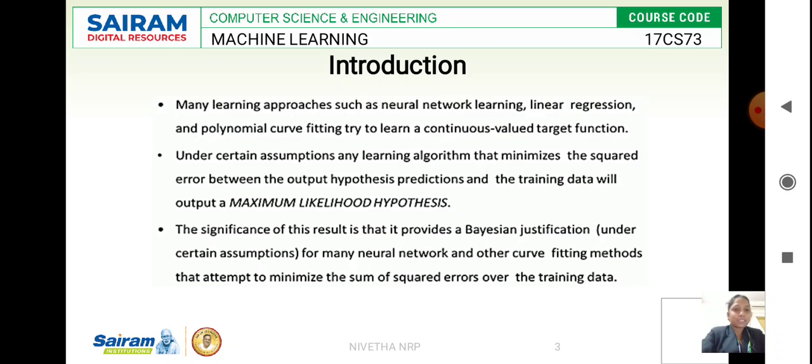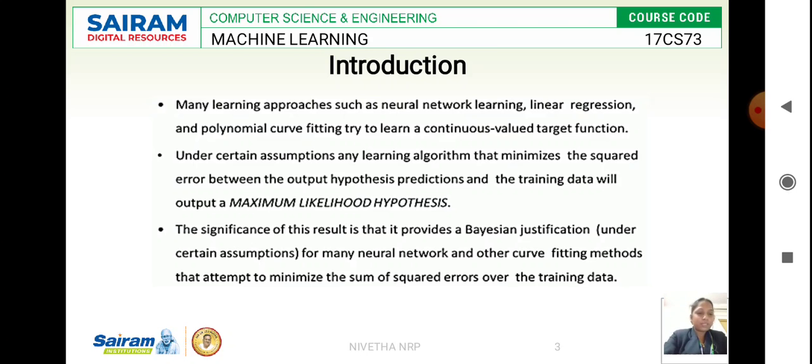Then what is the maximum likelihood hypothesis? For a given instance, what is the maximum number of times the likelihood condition occurs? For example, when I toss a coin 10 times and for all 10 times I expect the outcome to be a head, the number of times the head has occurred is your maximum likelihood. What is the maximum number of times that a head has occurred? That will be your maximum likelihood condition.